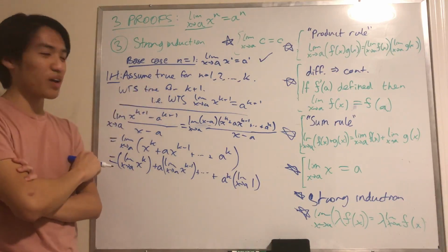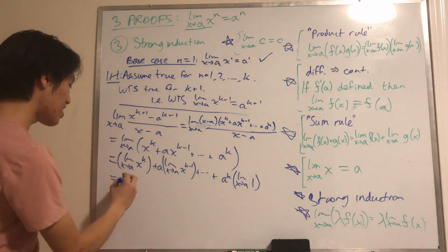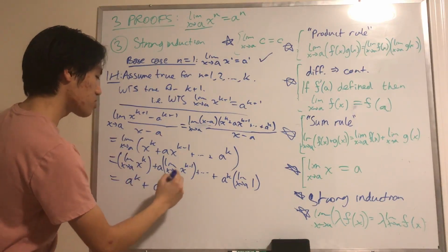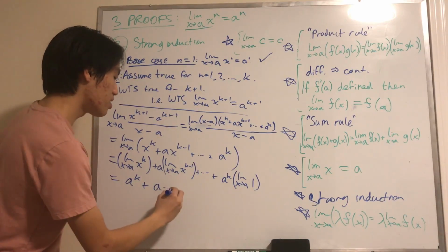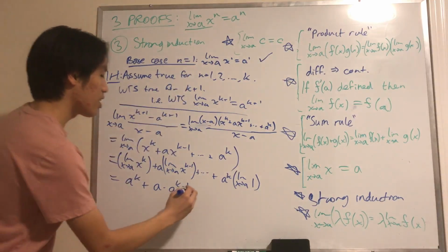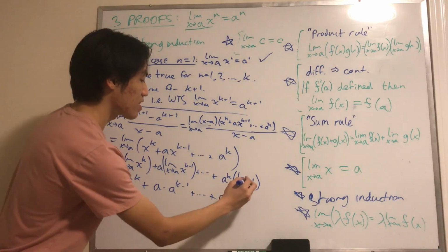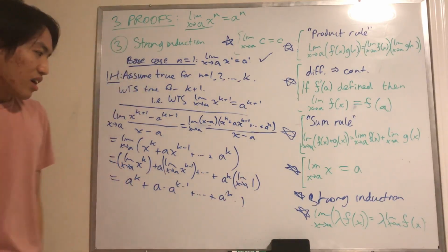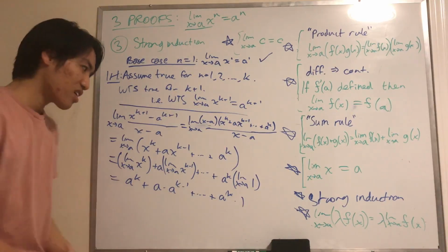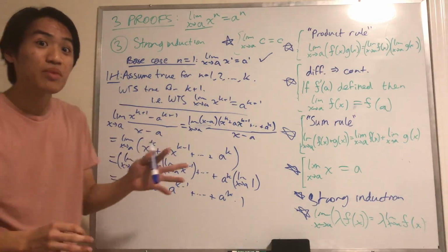Now we can use the induction hypothesis. So for each of these, right away we can see that that's going to be a to the k, and that's going to be a times a to the k minus 1, because the proposition is true for k minus 1, and so on in the middle. We can evaluate every single one of these limits, and the last one's just going to be 1. I'm going to tell you right away, yeah, you can do that. And it doesn't even matter what the numbers were exactly. All that matters is the limit exists.